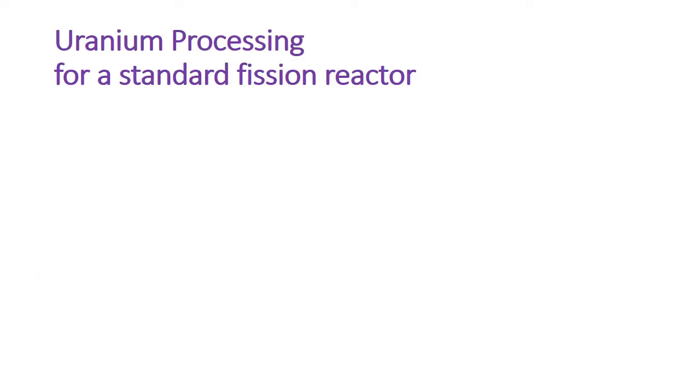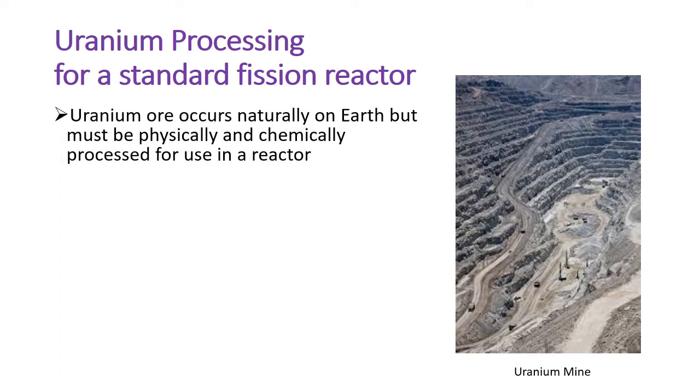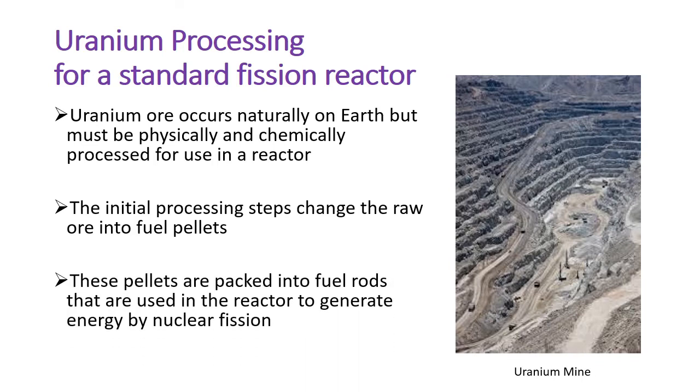So, when we're going to get uranium for processing in the power plant, we start with a mining operation. This shows a typical surface mining operation. It could be anything, could be coal, but this is a uranium mine. So the uranium, as shown in the previous slide, comes out of the earth. It needs to be chemically and physically processed for use in the reactor. The initial process changes this raw uranium, the rock, into specific fuel pellets that can be packed together into fuel rods and used in a reactor to generate energy.